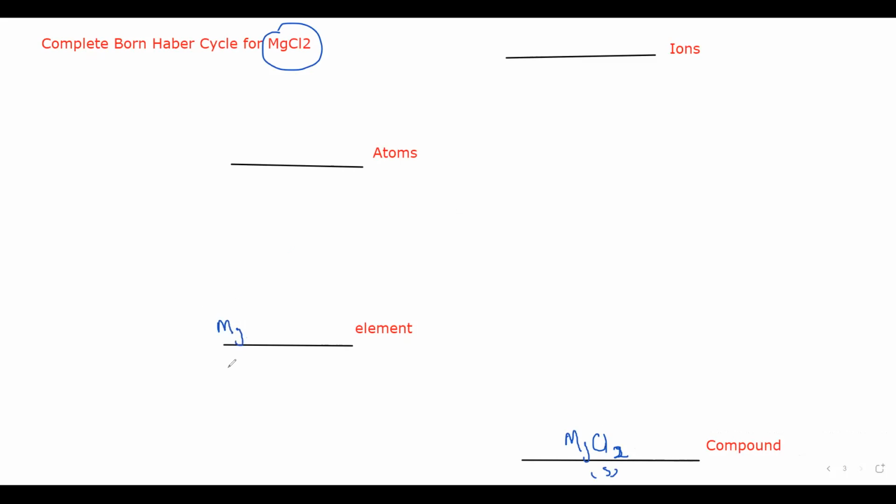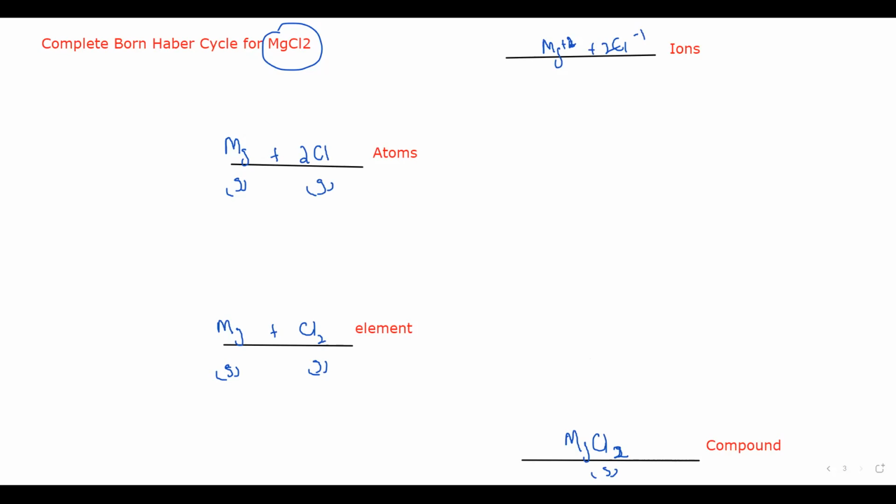So we should have the element magnesium, which as a metal is a solid, and we need chlorine, Cl2, in gaseous form. Then atoms: magnesium solid turns into a magnesium atom in the gaseous state, and because a chlorine molecule is there, it will produce two chlorine atoms, because half a molecule produces one atom, so a full molecule will produce two atoms. And here we should have ions. So what are the ions? The magnesium ion and the chloride ion. And how many chloride ions should be there? Two chloride ions.